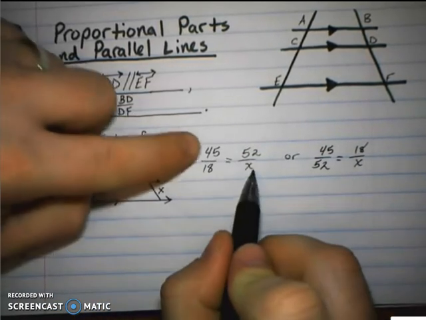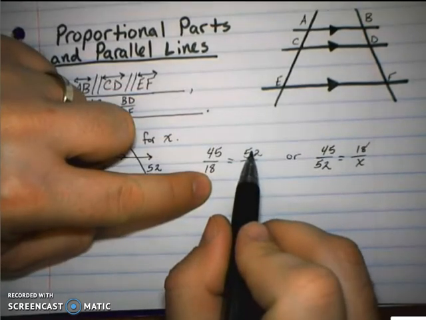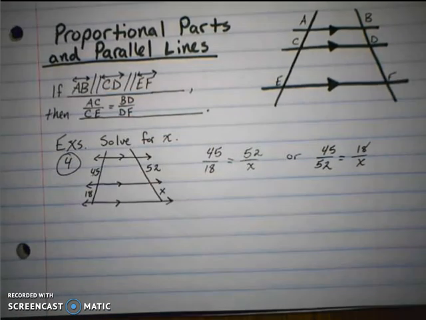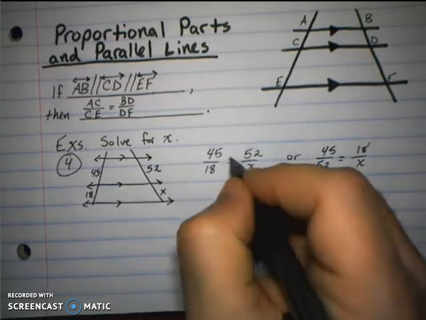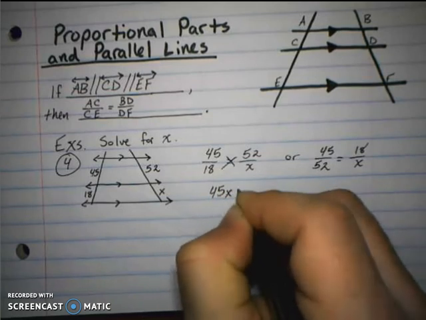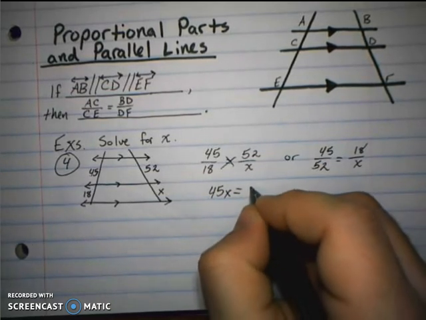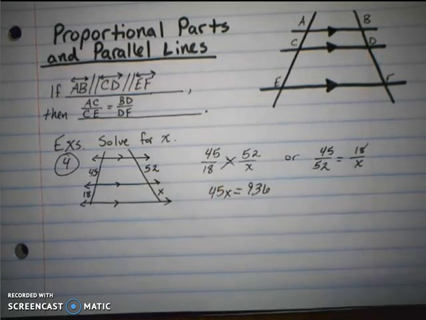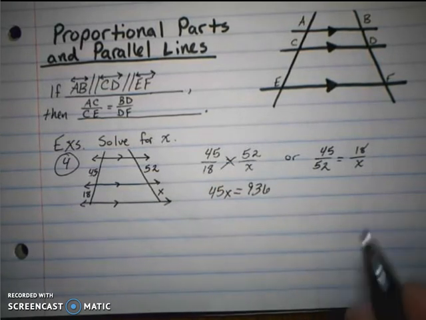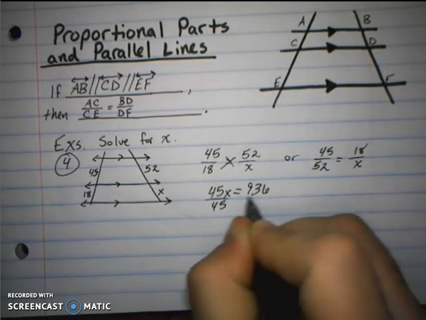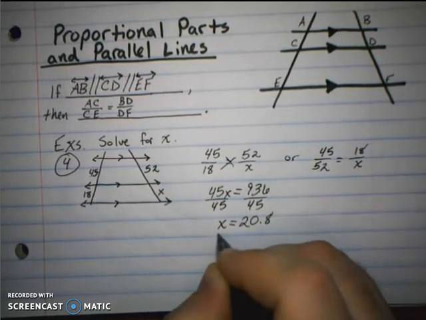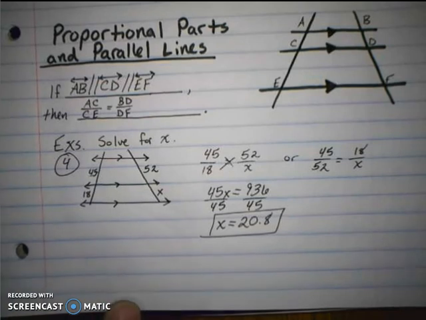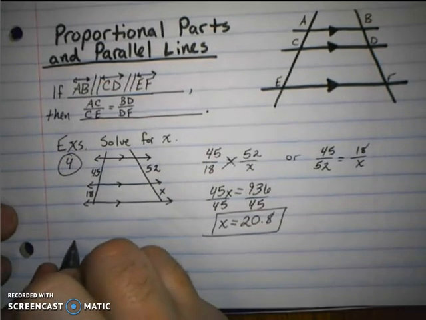Either way, we will multiply these and these, and these two. Okay, either way you're multiplying 18 and 52. So either way, we cross multiply, we get 45x equals 936, because 18 times 52 is 936. And then we can divide both sides by 45 and get that x is about 20.8. Okay? Let's do one more example.